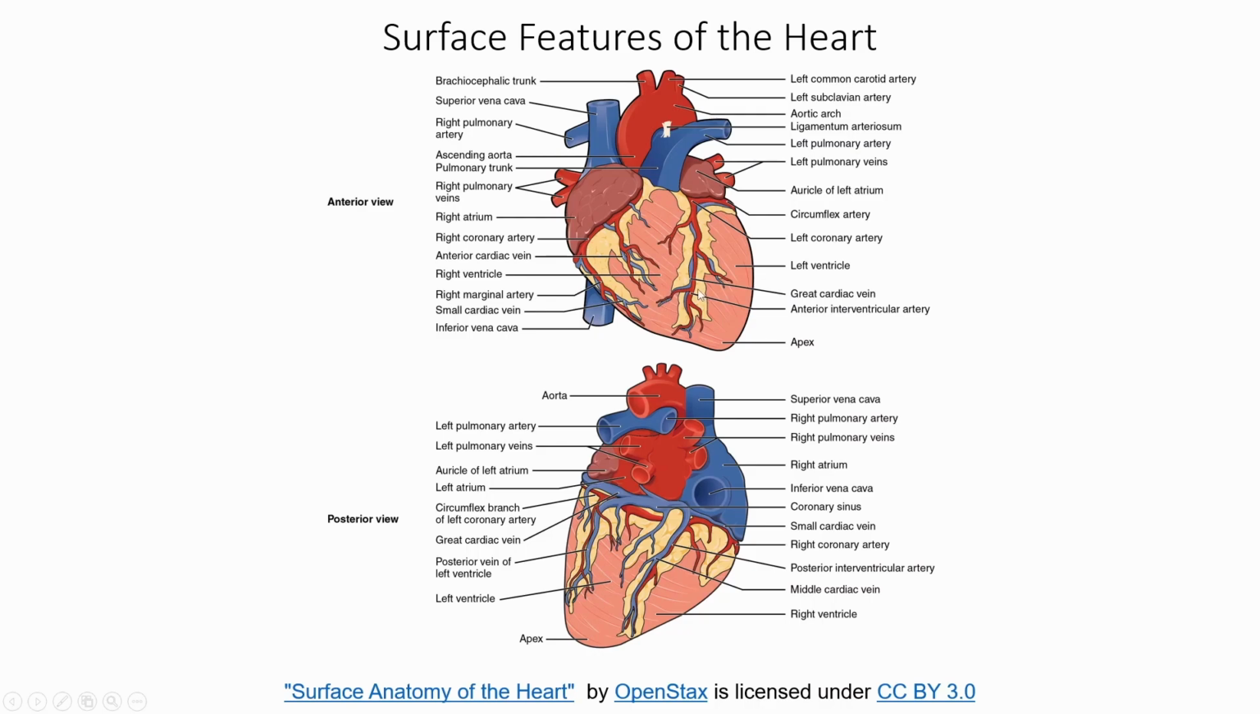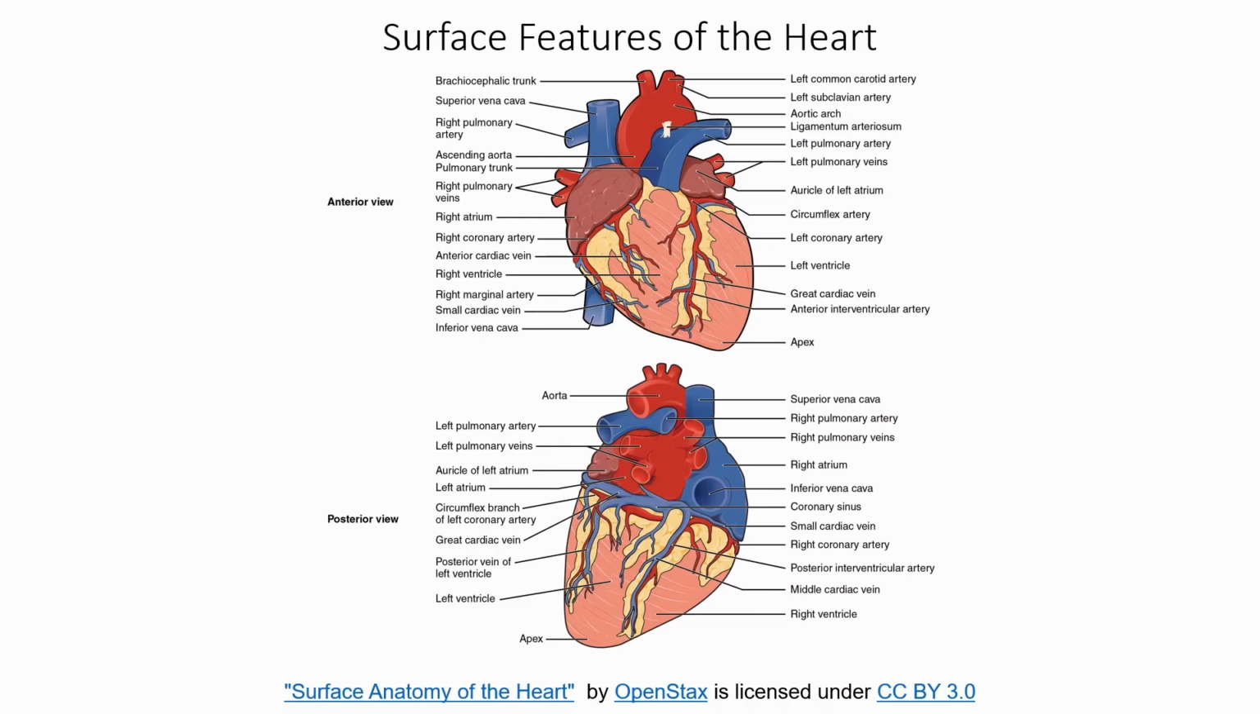Now you may have noticed a pattern in that most of these arteries have the word coronary in them and most of the veins have cardiac in them. You'll notice that trend. Keep that in your head because that's part of the naming system we have with the blood vessels that service the heart itself.